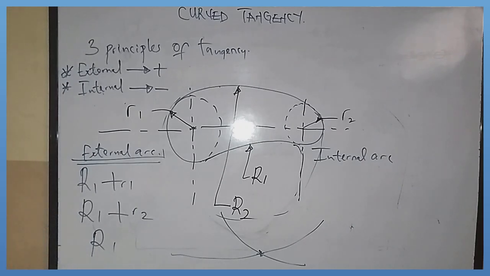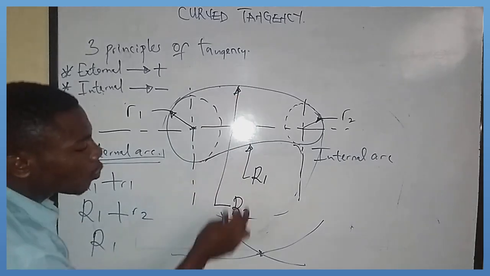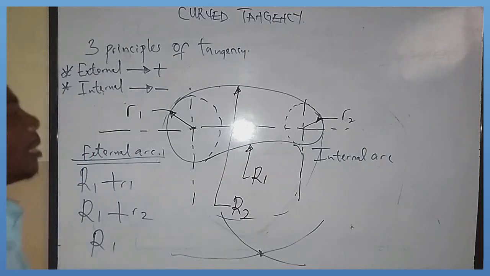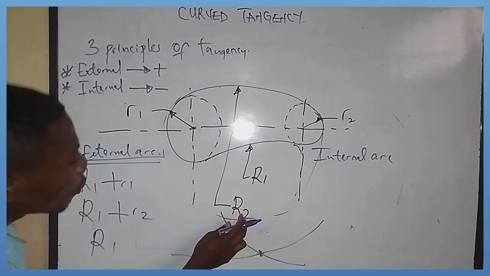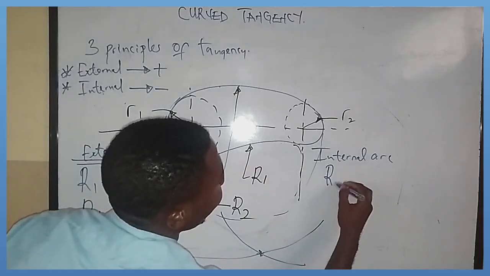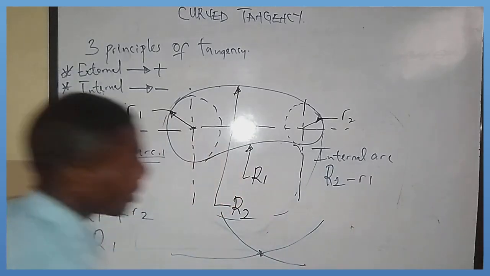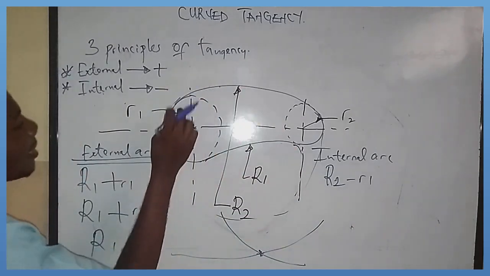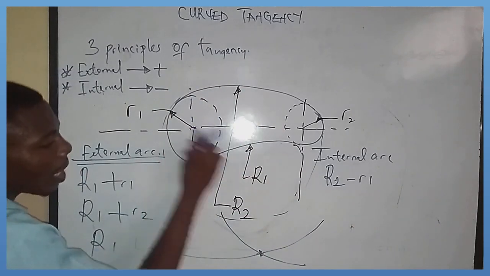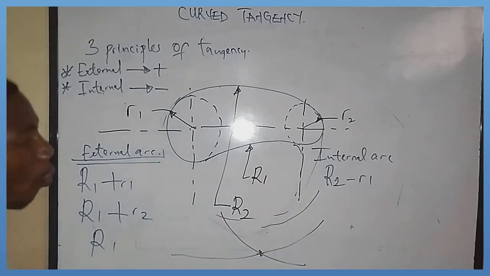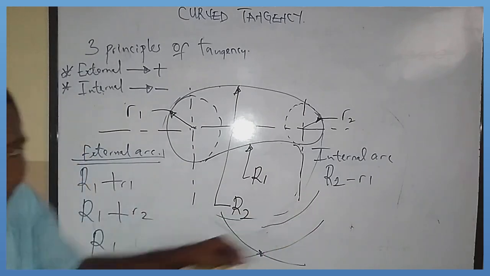Okay, so what are we subtracting? For our internal arc, we denote it with capital letter R2. Now capital letter R2 minus small letter R1. Whatever the outcome is, you place your compass at this midpoint of R1 and you strike your first arc down here.